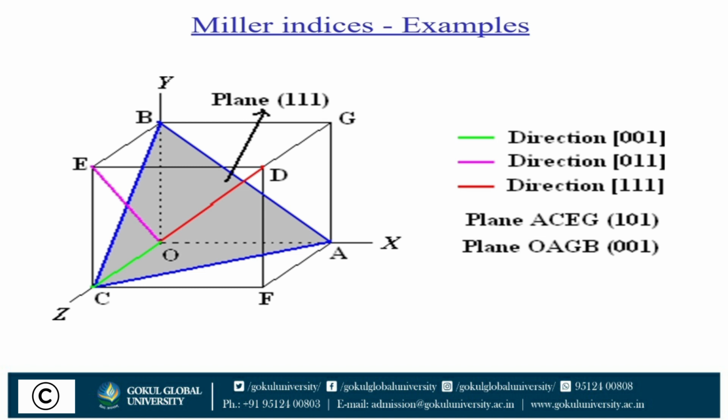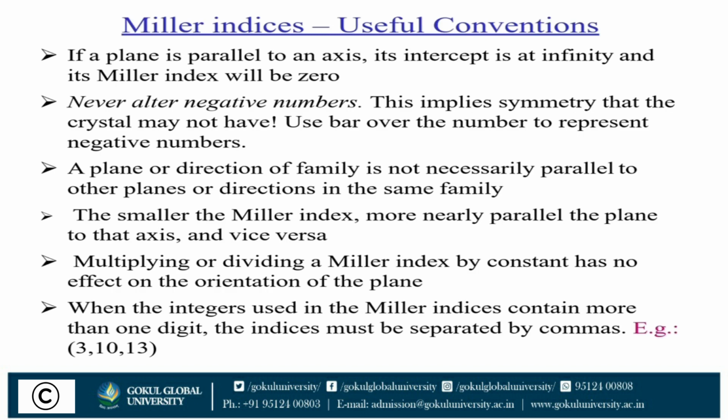The direction may be x, y and z. So the first direction is 0, 0, 1, the second direction is 0, 1, 1, and the third direction is 1, 1, 1. Plane ACG is 101, plane OAGB is 001. So you have to indicate those numbers on x, y and z. First of all you have to define the direction and then the plane.